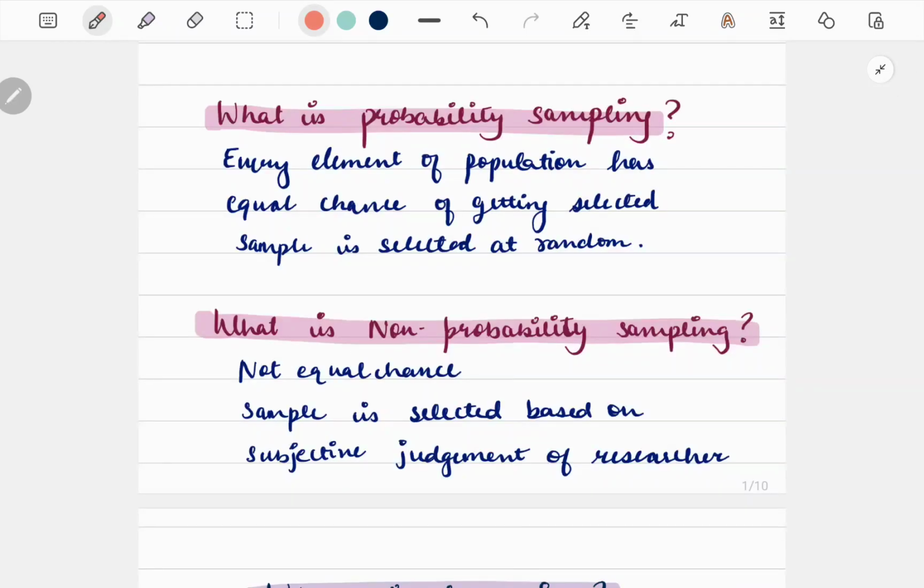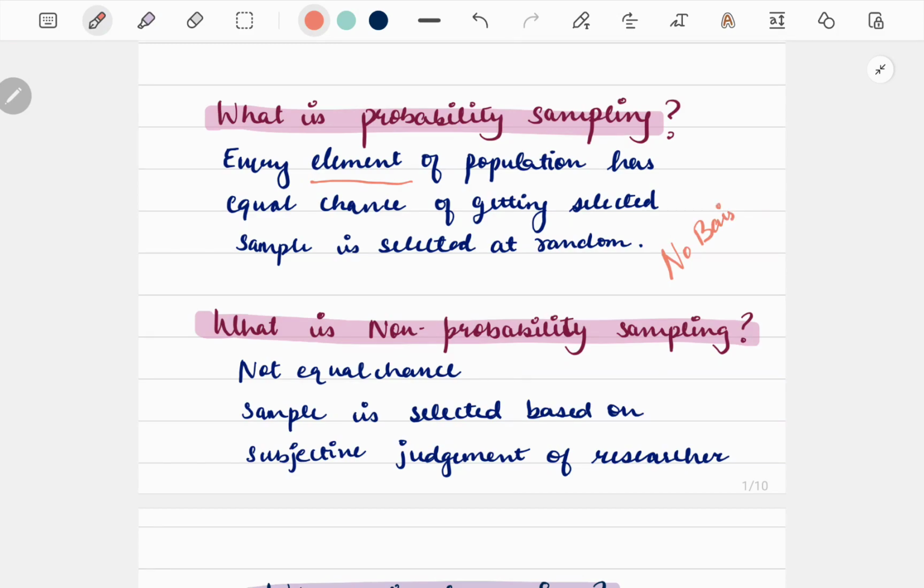Now let us discuss what is probability sampling and non-probability sampling. In probability sampling, every element of the population will have equal chance of getting selected. And whenever we pick a sample, it is absolutely random and there is no bias.